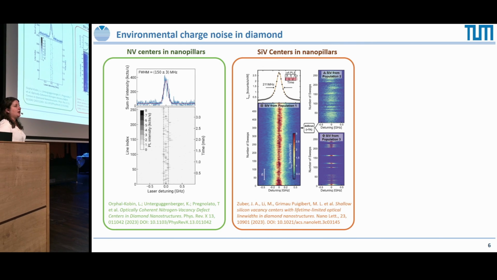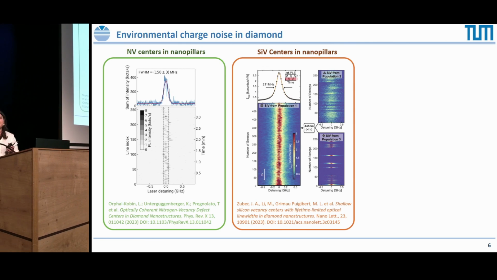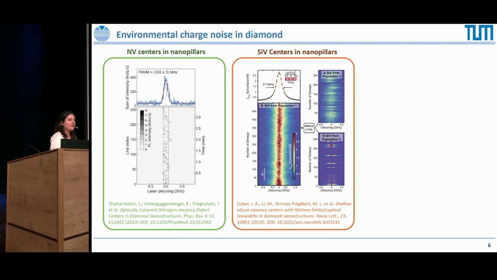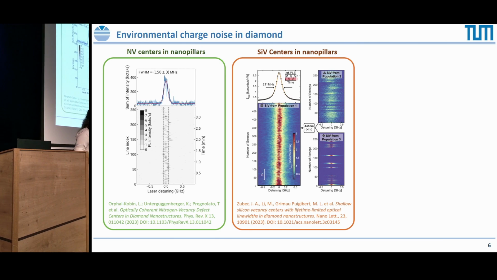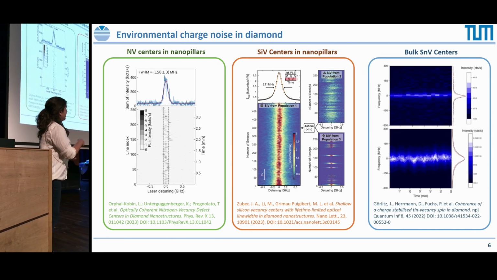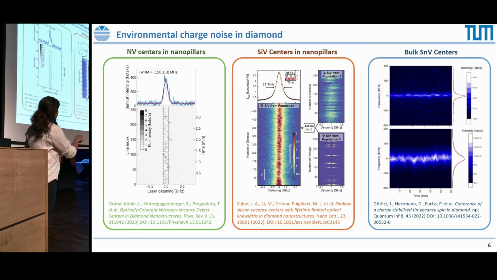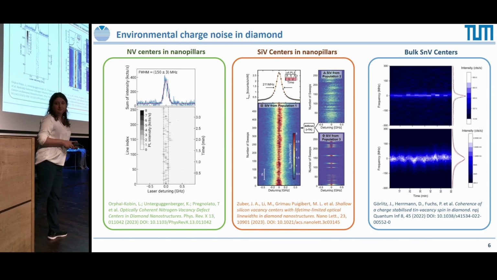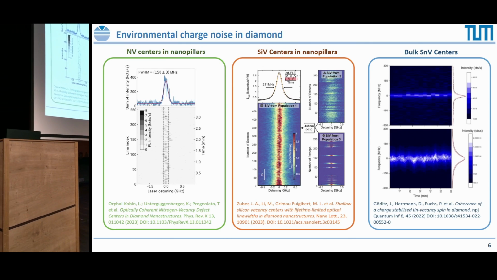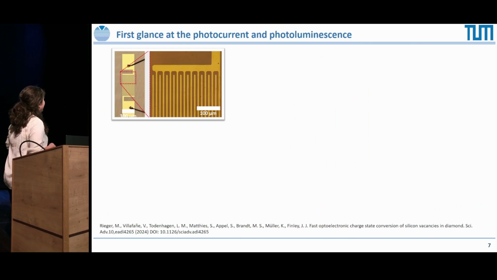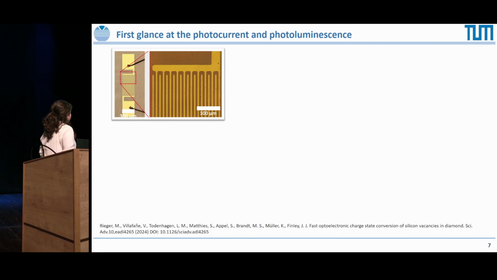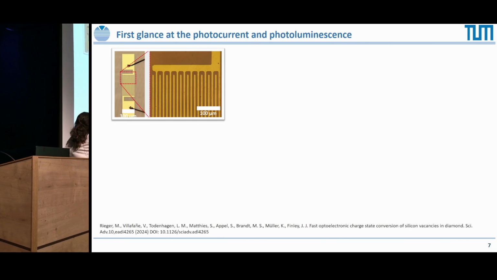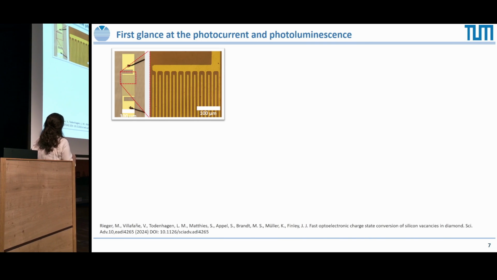So you in the audience could argue, well, Viviana, these are close to the surface, so there you have a lot of charges and traps. But this also happens in the bulk. Here is an example of tin vacancies in diamond, and you can see a lot of optical decoherence as well.